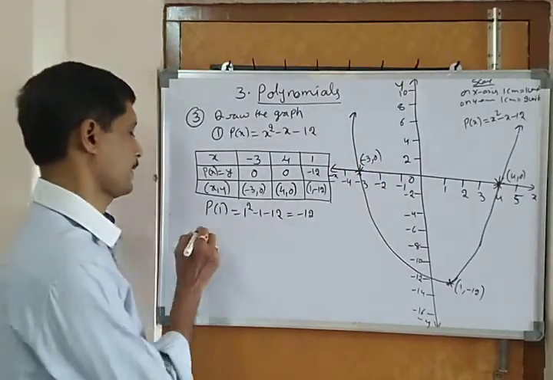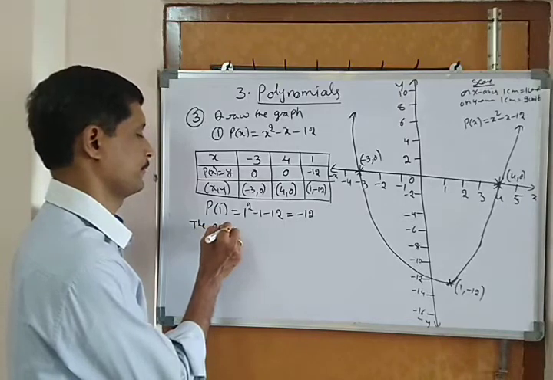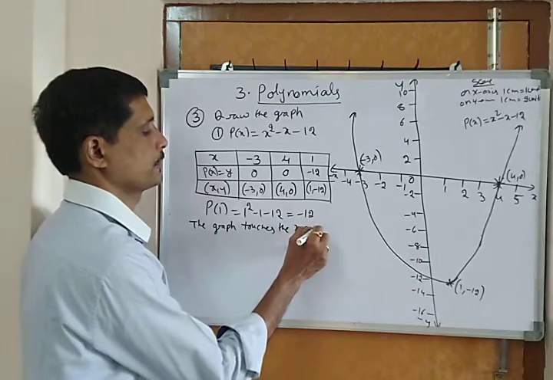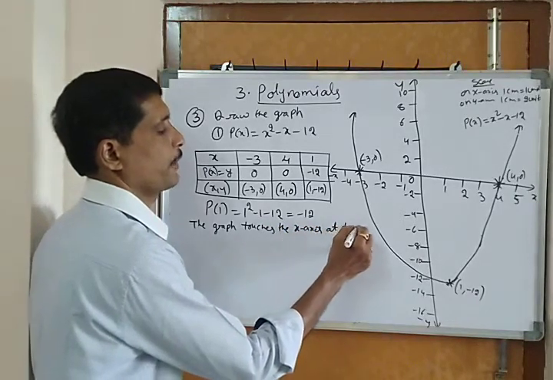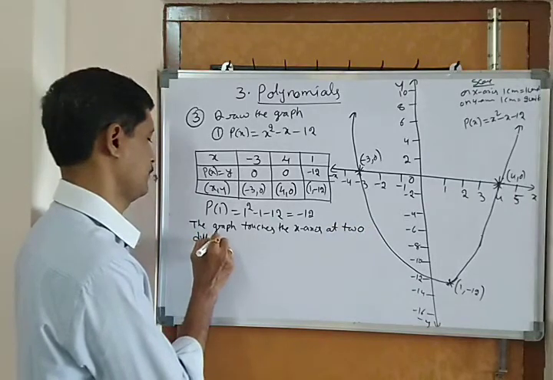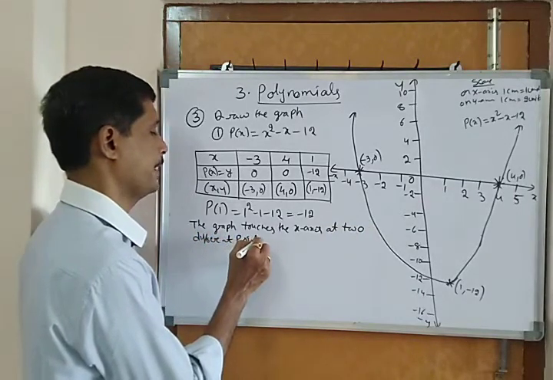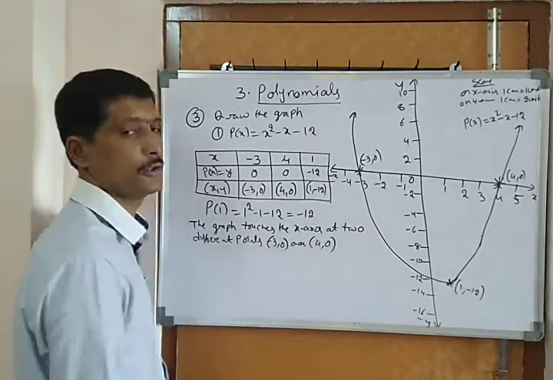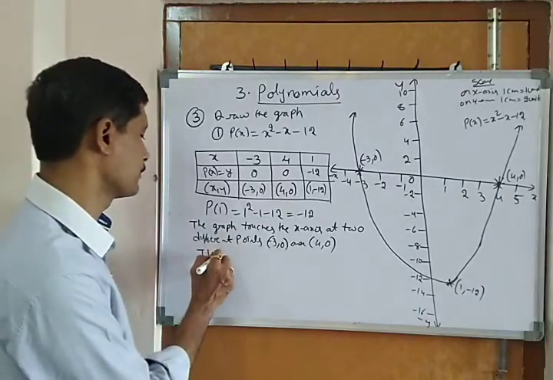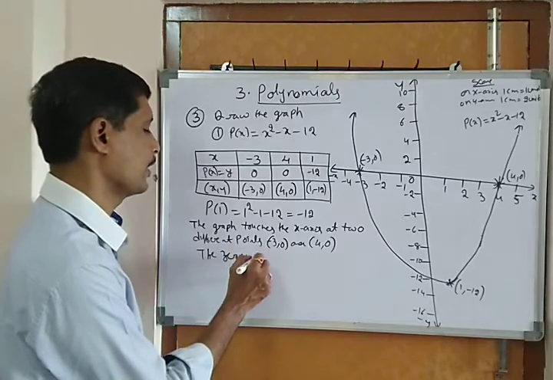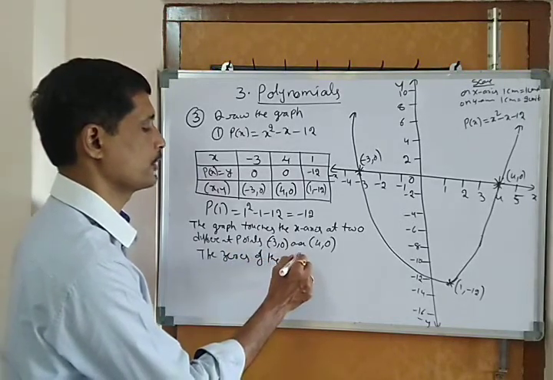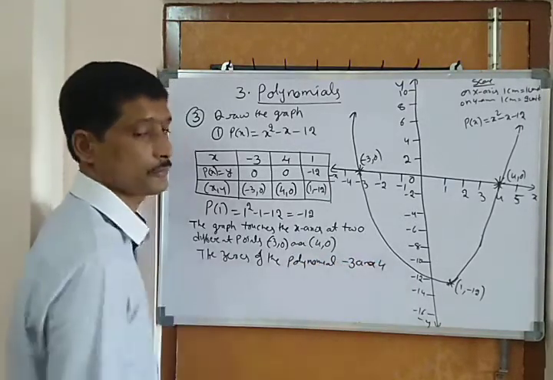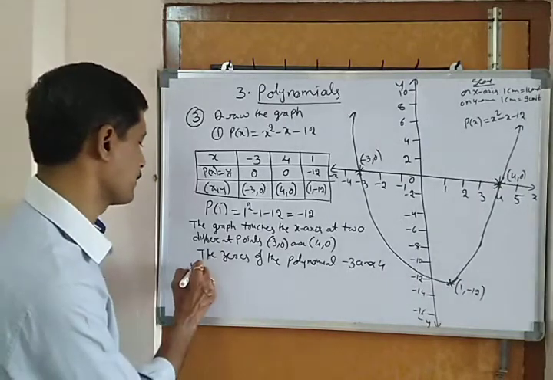From the graph, it touches the x axis at 2 different points, that is minus 3 comma 0 and 4 comma 0. These are the zeros of the polynomial. The zeros of the polynomial are called minus 3 and 4. Okay. Next, verification part.